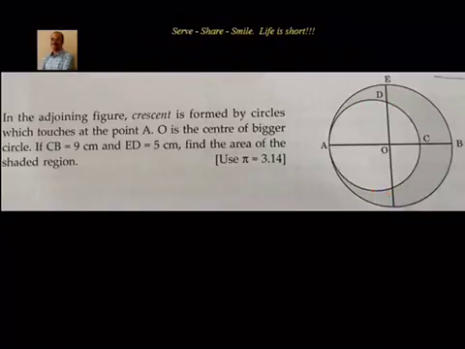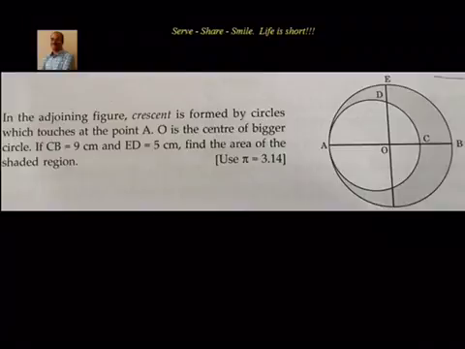So we have been given that O is the center of the bigger circle. We have been given CB equal to 9 centimeter, ED equal to 5 centimeter. We have to find out the area of the shaded region. So what we will do first, we'll try to find out the approach. Area of the shaded region is nothing but equal to area of the big circle minus area of small circle.